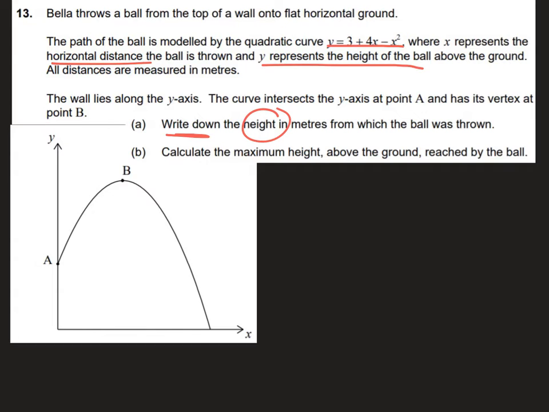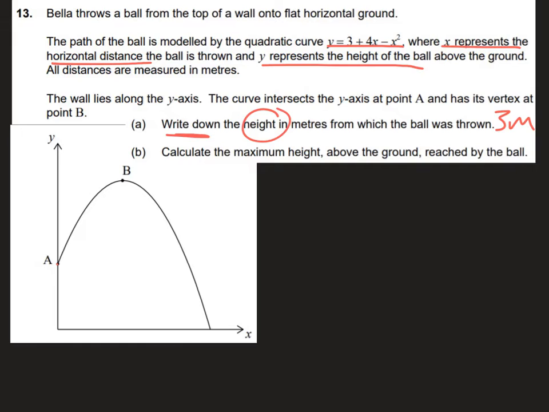Now, if you think about it, at the initial point here, the ball has not actually travelled any horizontal distance. So x represents the horizontal distance, so that will be 0. So in the equation, you'll just be left with 3 plus 4 times 0 minus 0 squared. So that is just going to be 3 meters.